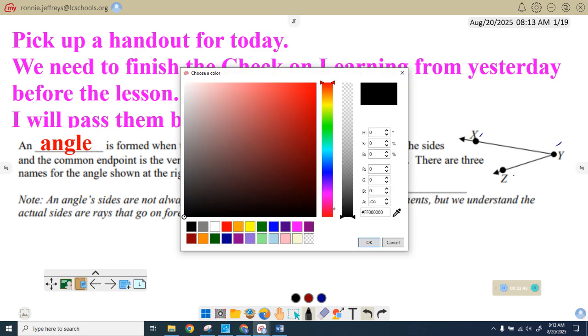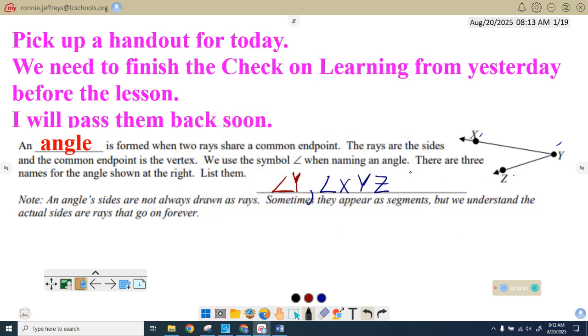And then the other way would be angle Z, Y, X. Okay, so kind of like naming lines.